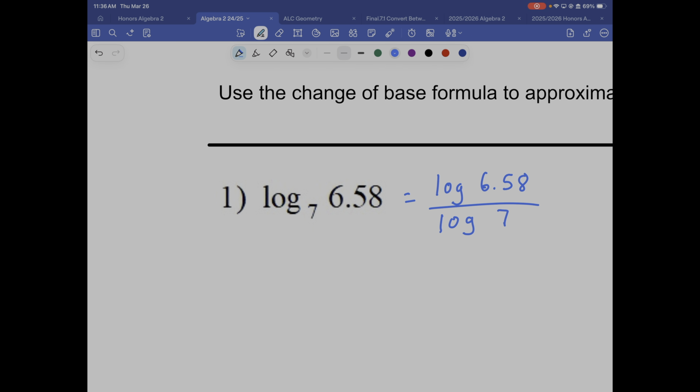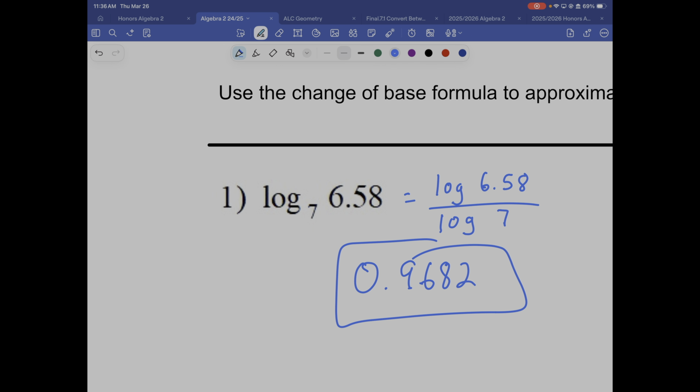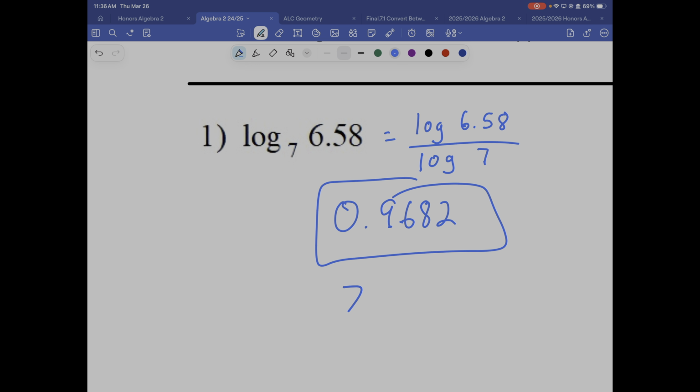So the log of 6.58, close parentheses, divided by the log of 7. Answer: 0.9682. So that tells me that 7 to the 0.9682 is equal to 6.58. That's what that means. So you can always check your answers by taking 7 to that power.